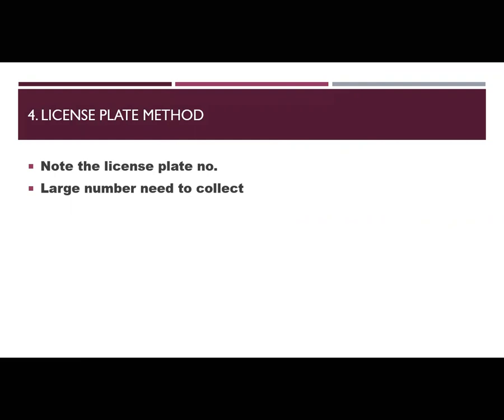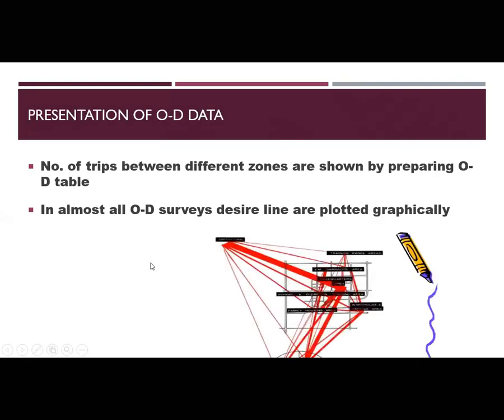License plate method: note the license plate number, where a large number needs to be collected. You can't stop the vehicle, you can't ask the vehicle, you can't provide the postcard. So in that situation the observer must write down the license plate number, and if that license plate number comes back, just consider it as the route of that person. Okay, so that is one method, and there are other methods also.